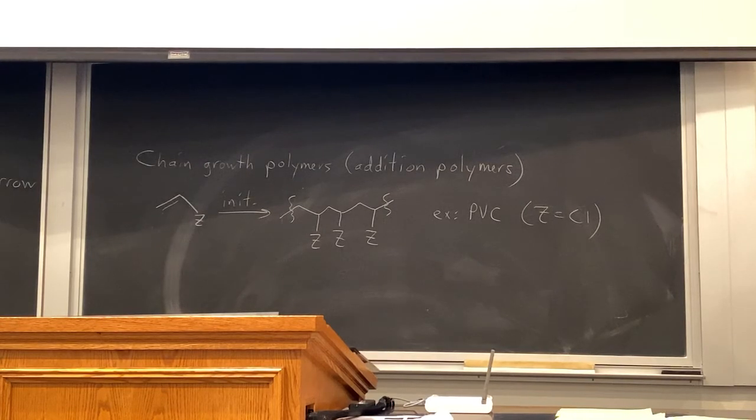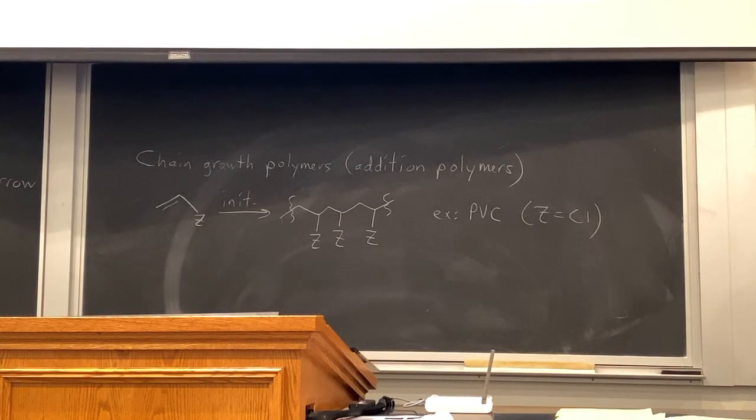They're called chain growth polymers because they start out with an initiator generating a reactive intermediate from a monomer, and then that reactive intermediate adds to another monomer, generating a new reactive intermediate, which adds to another monomer, and so on and so forth. This happens hundreds or thousands of times.